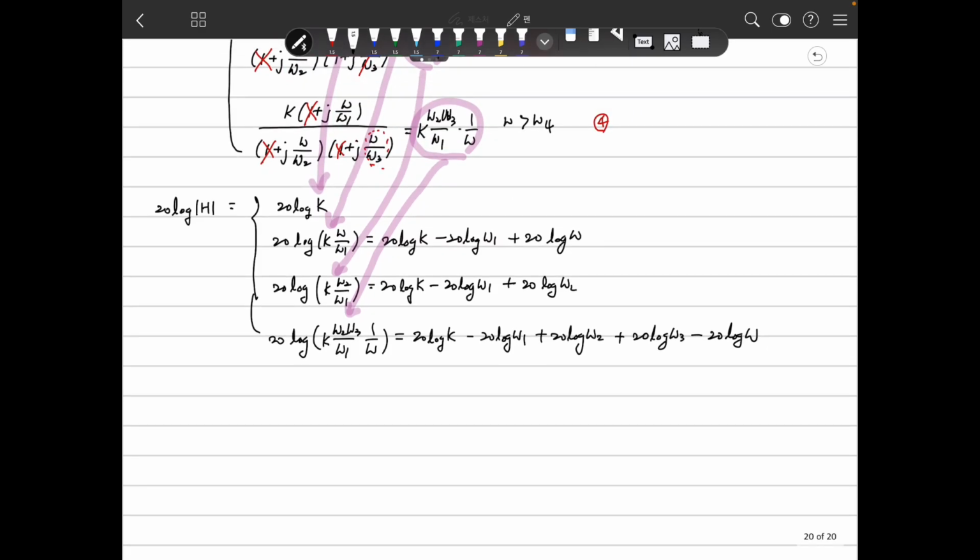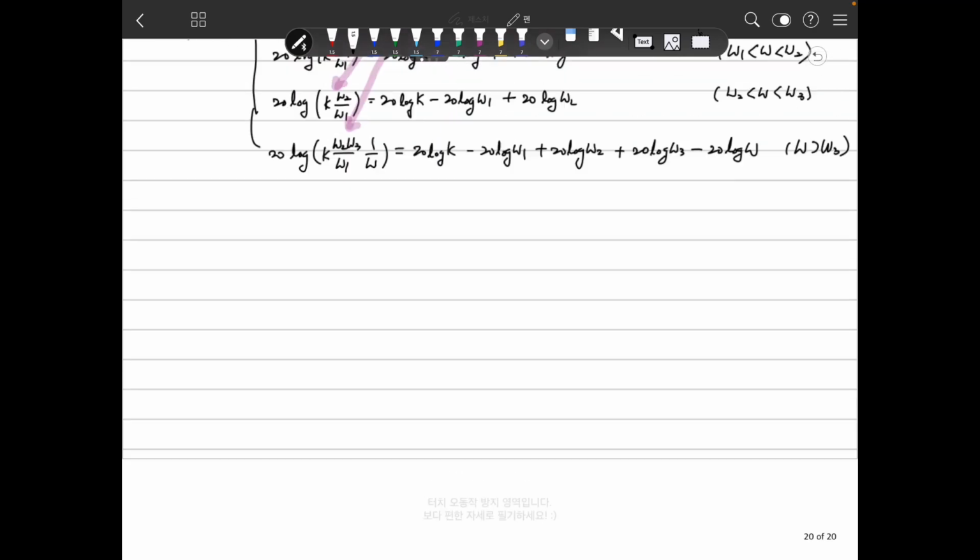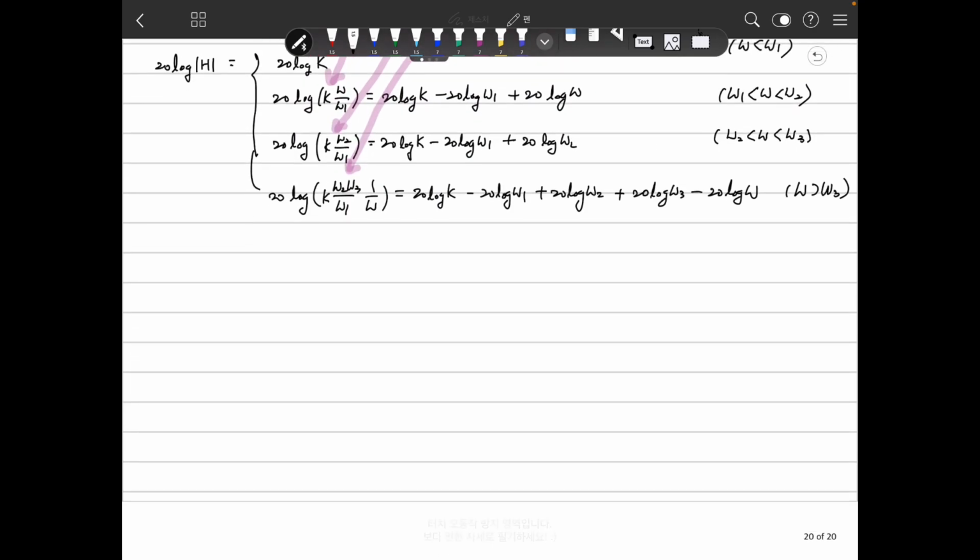And here, omega is smaller than omega 1. Here, omega is placed between omega 1 and omega 2. This is between omega 2 and omega 3. Here, omega is larger than omega 3. So this is the magnitude here. Then we can draw the magnitude in the Bode plot, because the Bode plot is set up in this manner here.